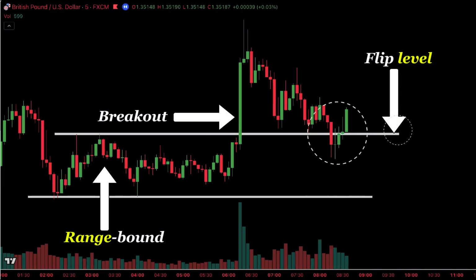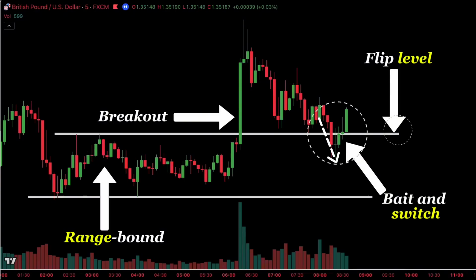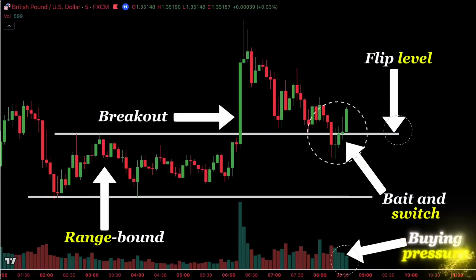When price returns to this level, it breaks below it briefly and then closes back above. This is a bait and switch. It traps sellers and signals that the market is likely to continue higher. Now look at the volume. If you see a clear increase in buying volume after the bait and switch, it confirms that buyers are stepping in. This adds strength to your setup.